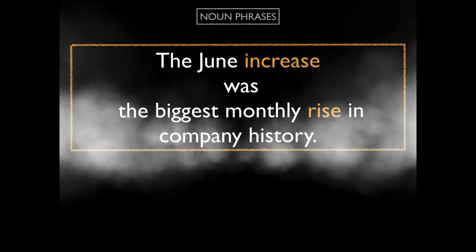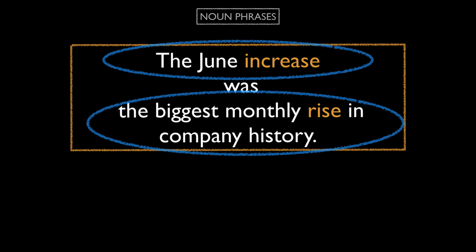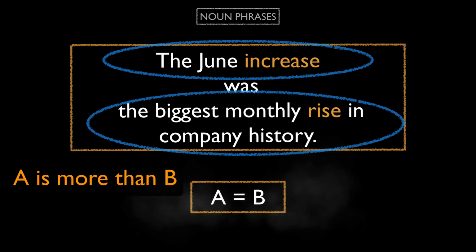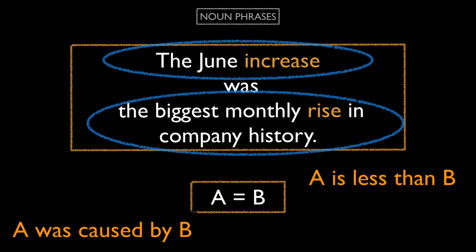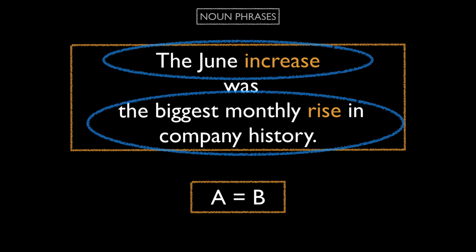But there are some times when we can only really use a noun phrase, and especially if we're getting more academic or formal, and we want to compare lots of different pieces of information, then in this case you can see two noun phrases. One, the June increase, was the biggest monthly rise in company history. So we're here comparing two different noun phrases, sort of saying A is equal to B, or it could be A is more or less than B, or was caused by B, or leads to B. But we're comparing two things.